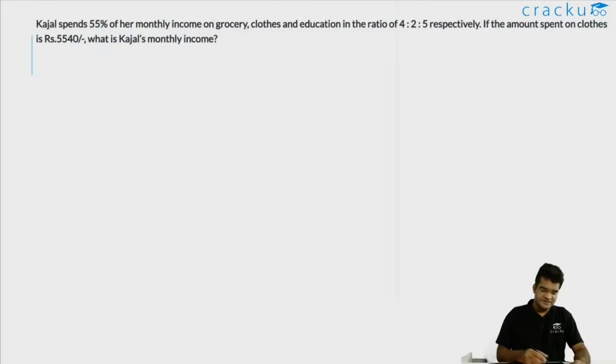In this question, it is mentioned that Kajal spends 55% of her monthly income on groceries, clothes, and education in the ratio 4:2:5. If the amount she spent on her clothes is 5,540, we have to find out what is her monthly income. So let us assume that her monthly income is 100x.